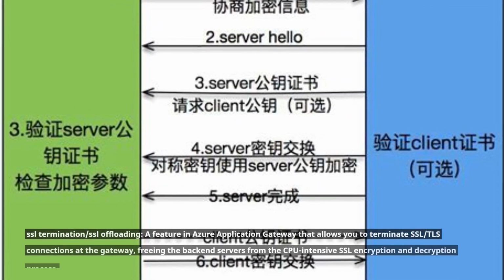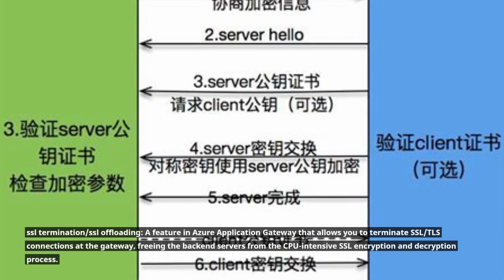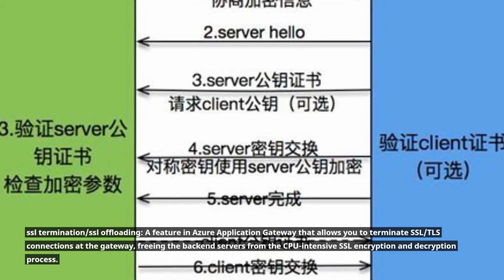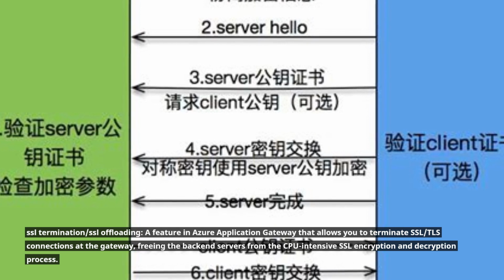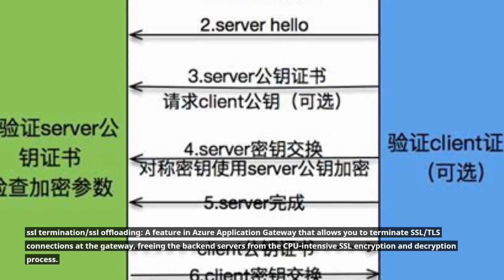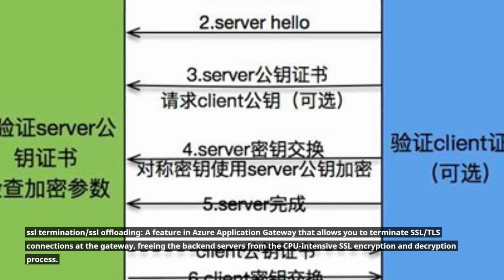SSL Termination, SSL Offloading, a feature in Azure Application Gateway that allows you to terminate SSL, TLS connections at the gateway, freeing the backend servers from the CPU-intensive SSL encryption and decryption process.